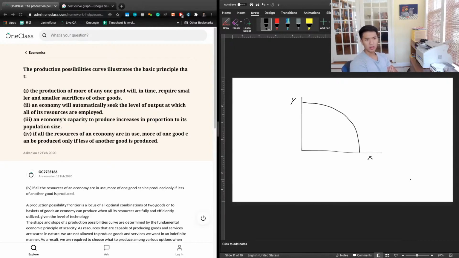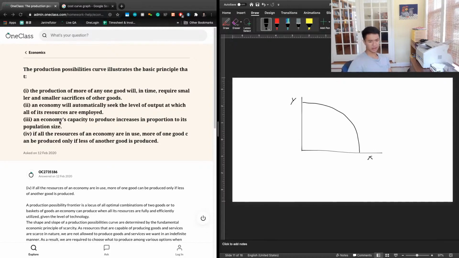And finally, 4: if all the resources of an economy are in use, more of one good can be produced only if less of another good is produced. In that sense, that's the correct answer. If we're at full capacity and we produce more of good Y, then we have to produce less of good X. There's this trade-off. If we produce more of good X, there has to be less of good Y. So 4 is going to be the best answer here.